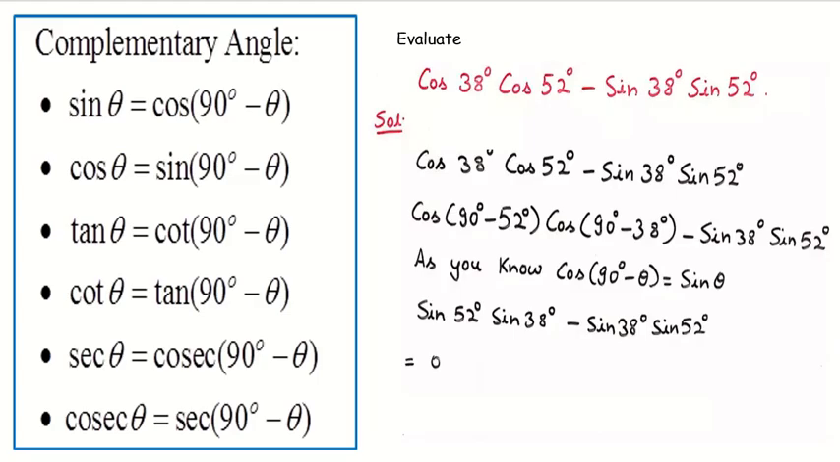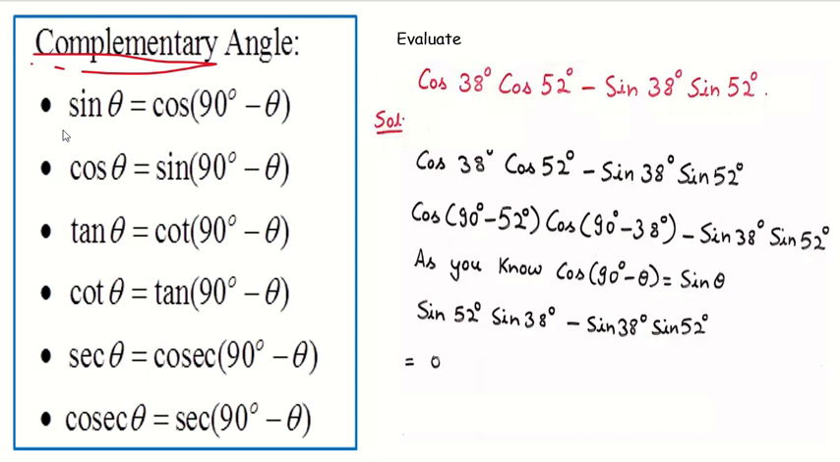Next, we are going to see complementary angles. What is meant by complementary angles? As you know, if I add two angles and the total is 90 degrees, they are complementary. So the sum of the angles should be 90 degrees. Based on this, we have some trigonometric functions. Let us try to understand that.